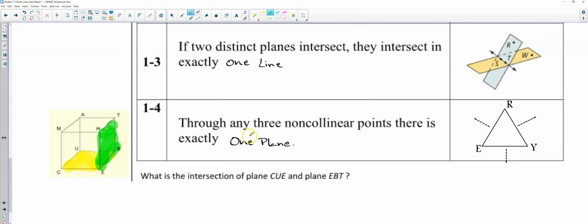Now notice the intersection of 2 planes, like I said, is always a line. So what is the intersection of plane CUE and plane EBT? Well, it would be this line right here. See that? And it will keep going forever that way, and it will keep going forever that way. So you would have to answer, it is line EB. Line EB is the intersection of plane CUE and plane EBT. Remember, it is always a line. Do not answer segment EB because it would be wrong.